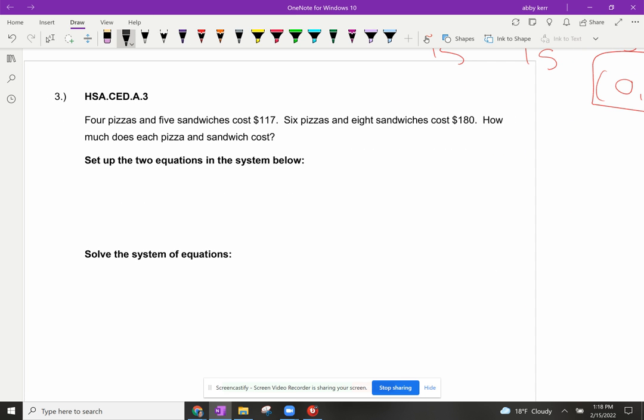There will be a word problem on there. X's will be pizzas because it came first. Y will be sandwiches. So then we have 4x plus 5y equals 117. And then we have 6x plus 8y equals 180.